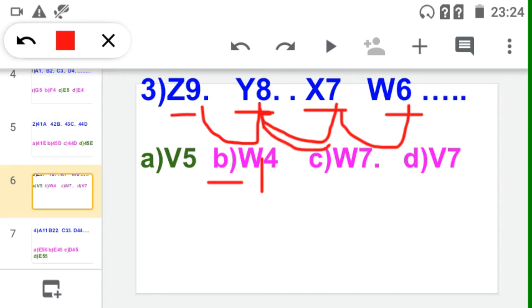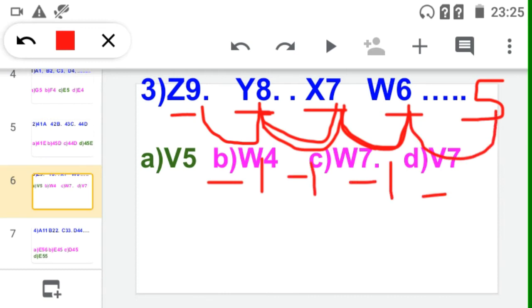So 9 before which number will come? That is 7. 7 before which number will come? That is 6. And 6 before which number will come in the fifth term? So that is 5. Correct. 6 before 5 should be there. And now see that. Now the numbers are over. It is decreasing by 1 only. Correct. So 9, 8, 7, 6, 5.